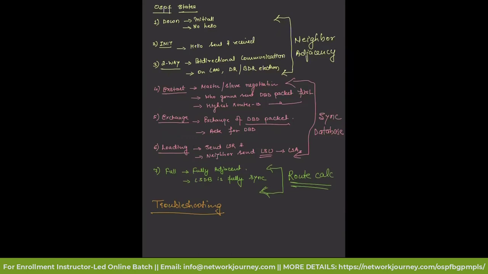Yes, sir. I have a question here. If we go through all seven states, then the adjacency will be formed. But that will be in the case when DR and BDR are selected. So yes, when DR and BDR selection happens, the other routers, the DROther, will go up to the two-way state only. Yes, if we do not have DR and BDR, then it will have only two-way, right? Yeah, I'm going to talk about that. Wait for that.